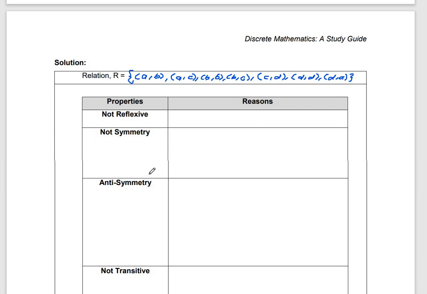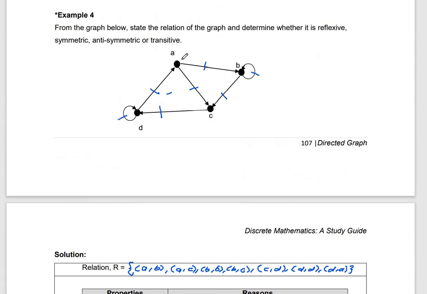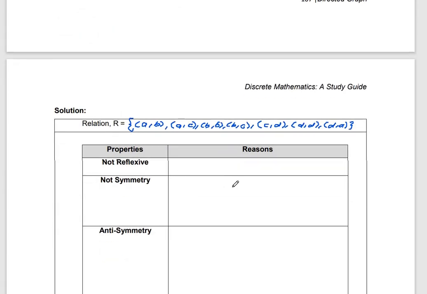And then kita move pada dia punya reflexive. Okay. So kita pun check. Untuk reflexive, dia kena semua nodes ni ada loops. But in this graph, you ada B dengan D je loops. A dengan C tak ada loops. So means that dia not reflexive. Why it is not reflexive? Because node A and C has no loops. Okay. Sorry, tulisan I buruk sikit.